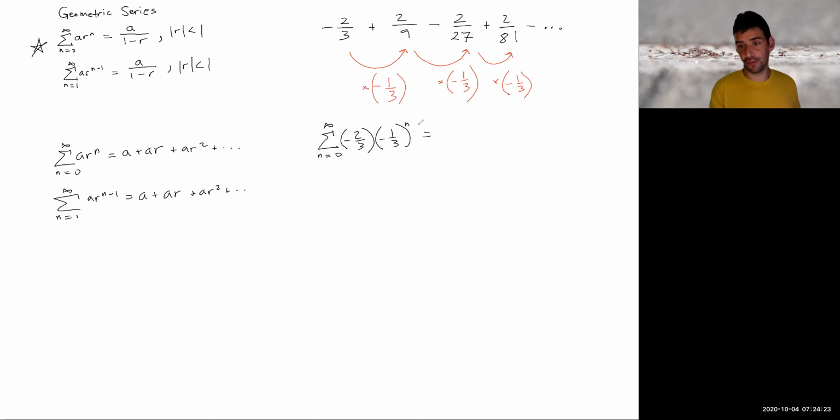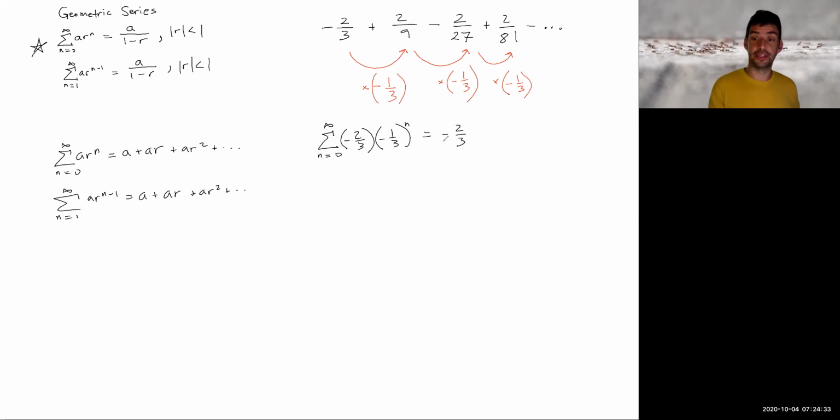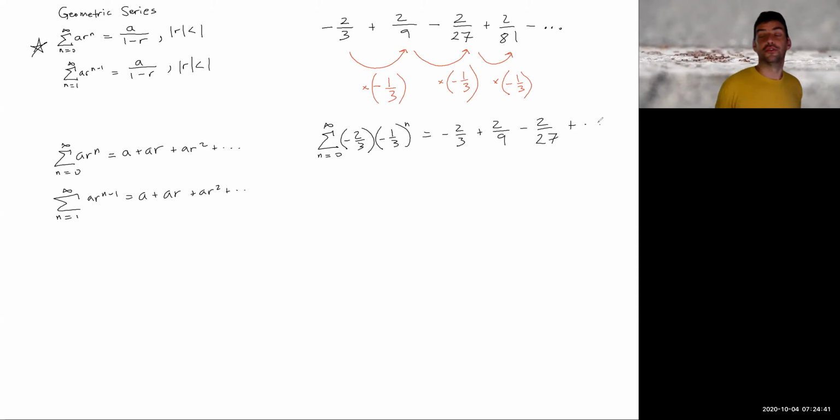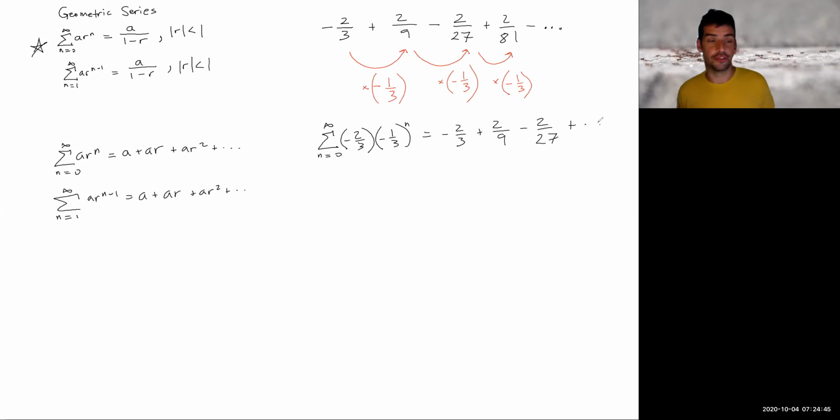When n is 0, this term is the constant 1, so we get our -2/3. Then when n is 1, we get -2/3 times -1/3. That gives us +2/9. And when n is 2, we get that, and so on and so forth. So if you plug in the values of n and go through, to double check, you can see that we've got the right thing.